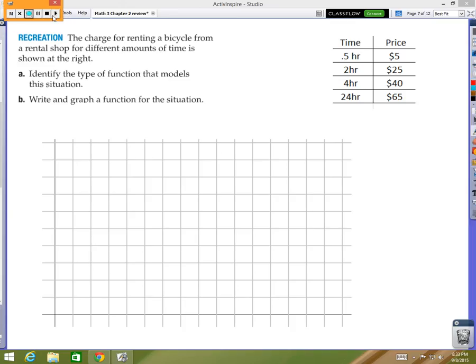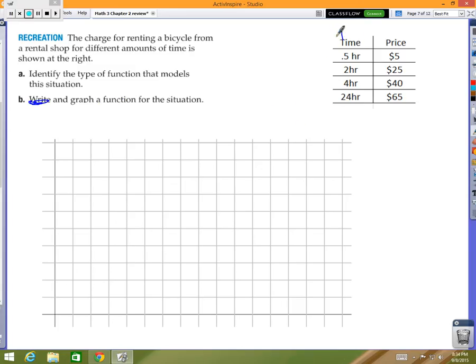Okay, now we got to put this into a picture. So you're going to rent a bike. Here's your prices. Can you graph it? And it's going to fit a special function. Is it piecewise? Is it a step? Is it one of our absolute values? So the type, and then graph it. Don't worry about writing it. Just graph it. I want to see your picture.